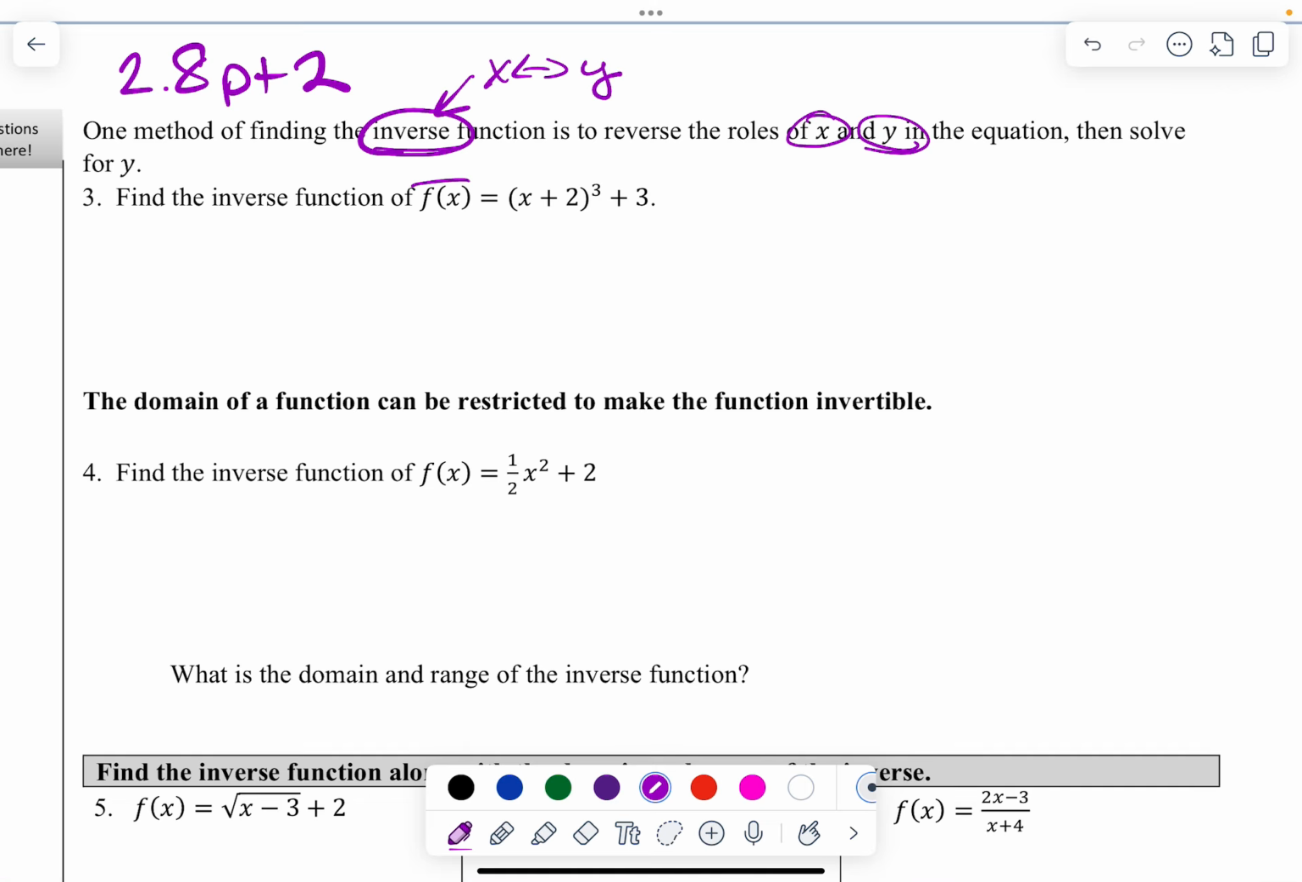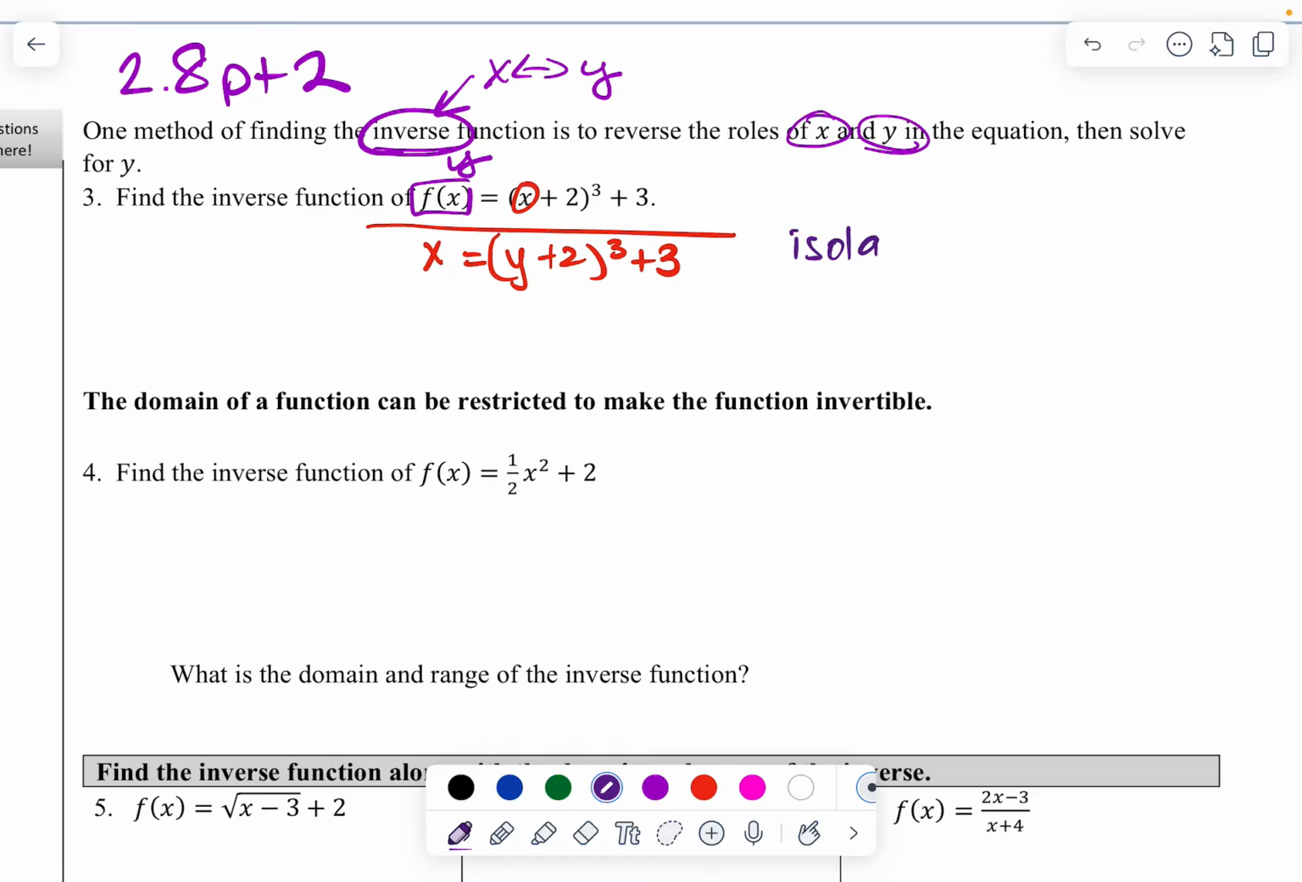So to find the inverse, remember that f of x is really y. So if we're going to find the inverse, this y is now x, and every time we see x, we swap it with y. So we just rewrite it the way we see it, but we swap x and y. Then our second part is we're going to isolate the y value. Okay, so we're going to subtract 3.